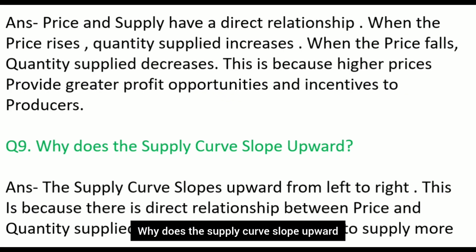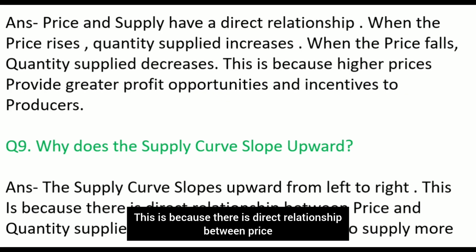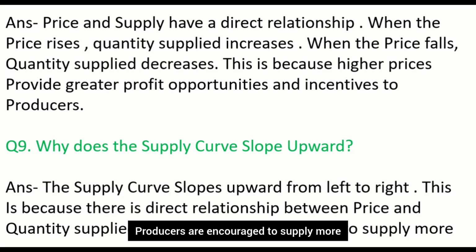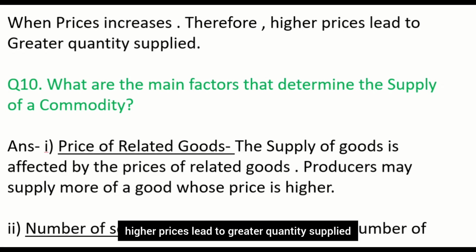Why does the supply curve slope upward? The supply curve slopes upward from left to right. This is because there is a direct relationship between price and quantity supplied. Producers are encouraged to supply more when prices increase. Therefore, higher prices lead to greater quantity supplied.